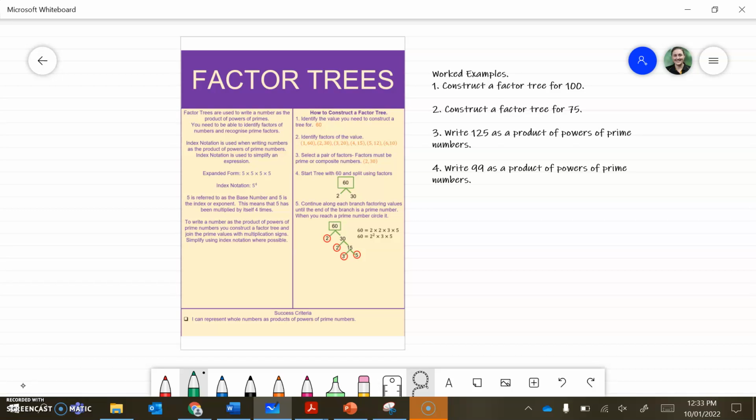Now, to construct a factor tree, first of all you need to identify what the number is you're constructing a factor tree for. You then need to identify factors of the value. You then need to select a pair of factors, which can be any of them, but do not use the one that has a factor of 1. We then begin the tree, we split it into factors, and we continue doing that along each branch until the end of each branch has a prime value.